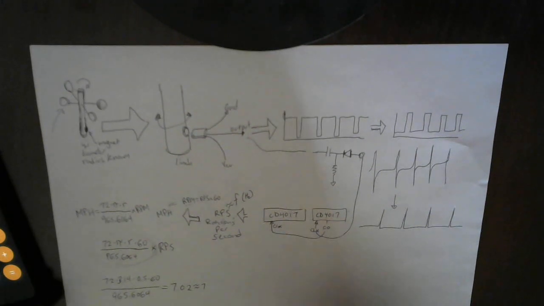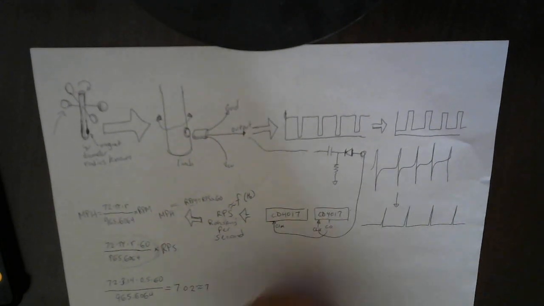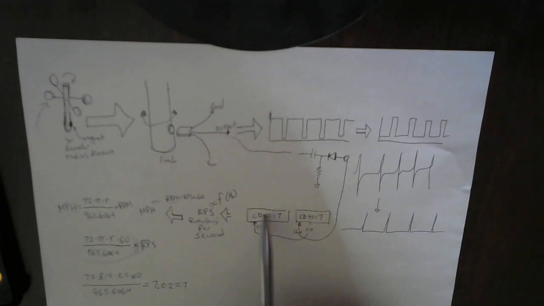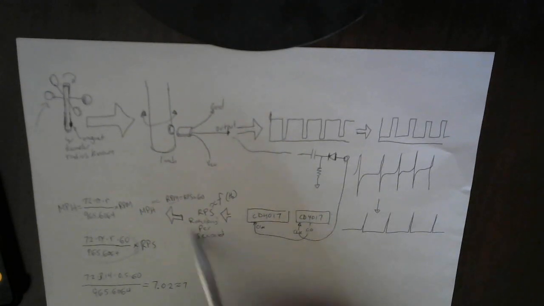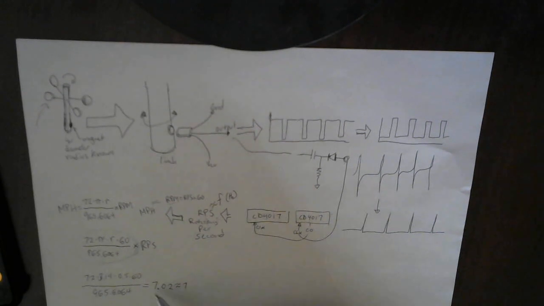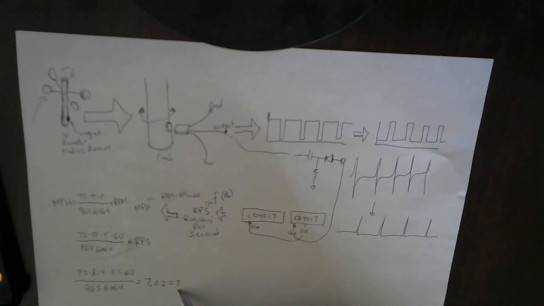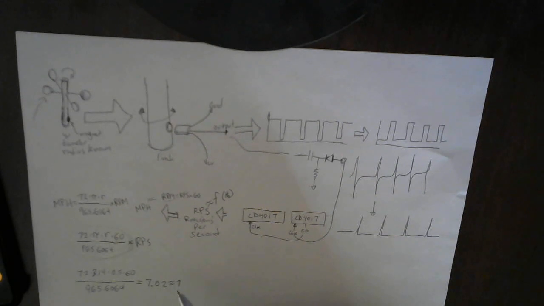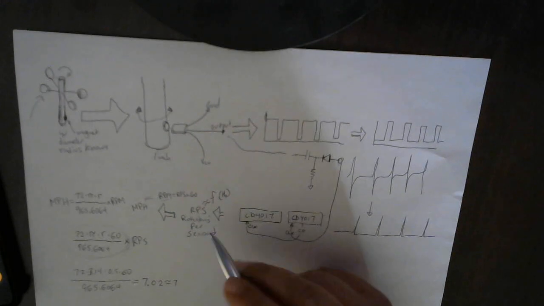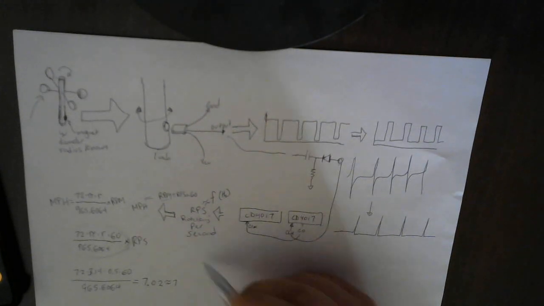And this is pretty simple. So 7.02, which is basically 7. So all we have to do is get the value of frequency here and put it through a frequency multiplier circuit. And the frequency multiplier circuit, all we have to do is just multiply it by 7, which is fairly straightforward, fairly easy.